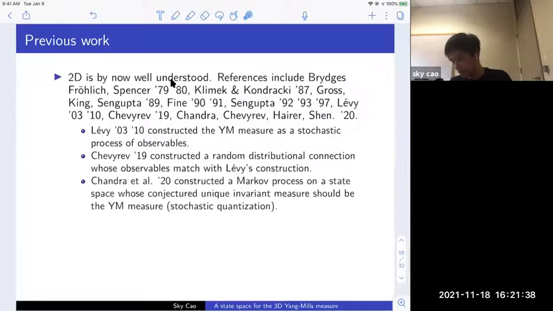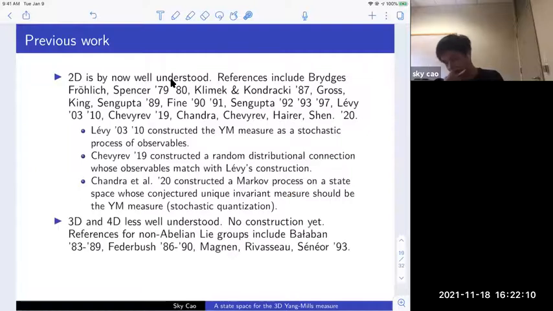Then in 2020, this group, Chandra, Chevyrev, Hairer, and Shen, or Chandra et al., mathematically initiated this stochastic quantization approach to constructing a Yang-Mills measure. They constructed this Markov process on a state space, and as far as we can tell, it's still conjectured that this process should have a unique invariant measure. If this conjecture is proven, then they would basically define the Yang-Mills measure as this unique invariant measure. So that's the work in 2D.